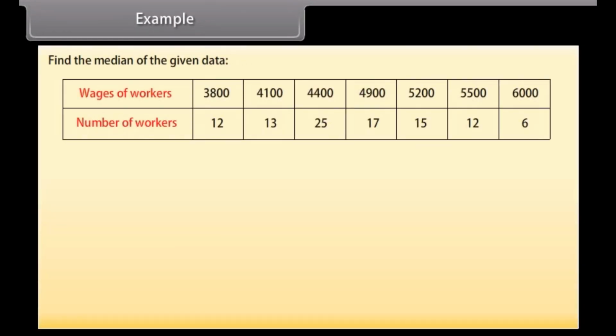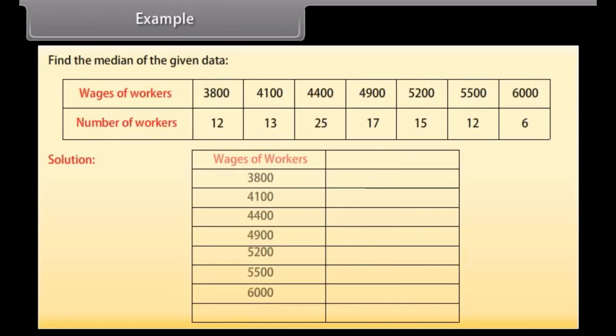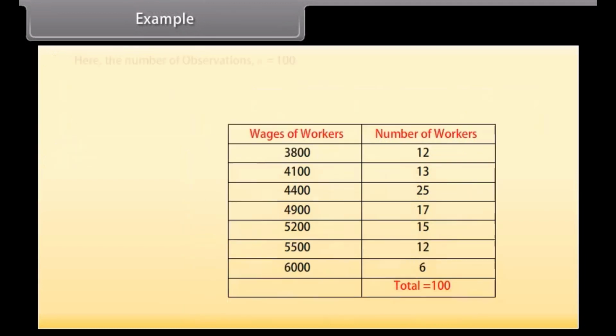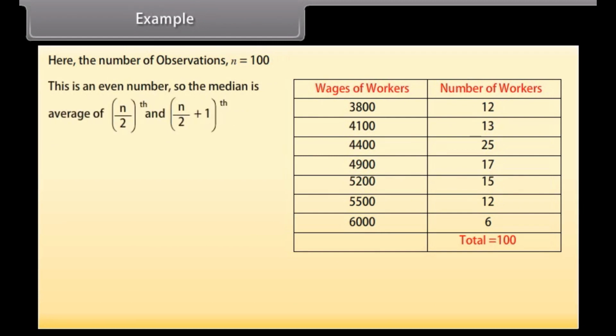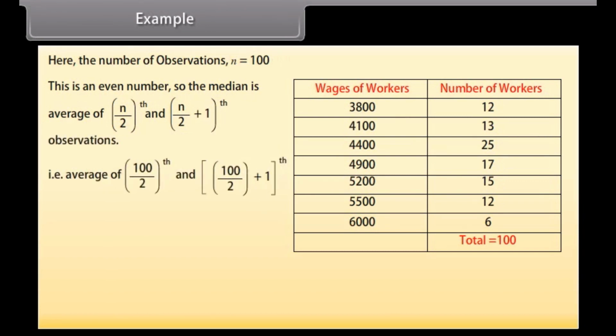Find the median of the given data. Solution. Firstly, we will write the wages of workers and the number of workers. The total number of workers is 100. Here the number of observations n is equal to 100. This is an even number, so the median is the average of the n by 2th and n by 2 plus 1th observations. That is, the average of 100 by 2th and 100 by 2 plus 1th observations, that is, the average of the 50th and 51st observations.